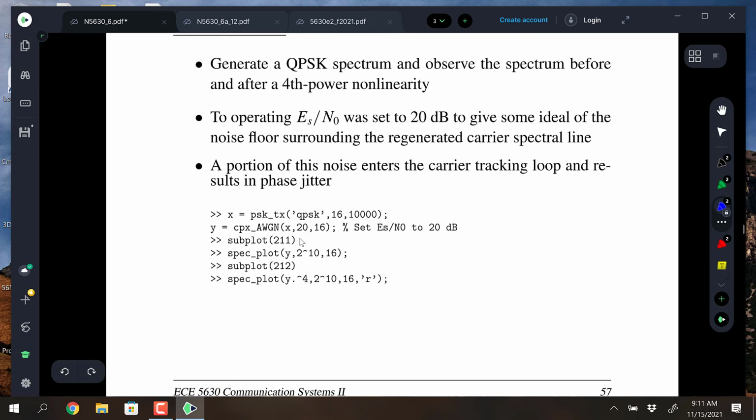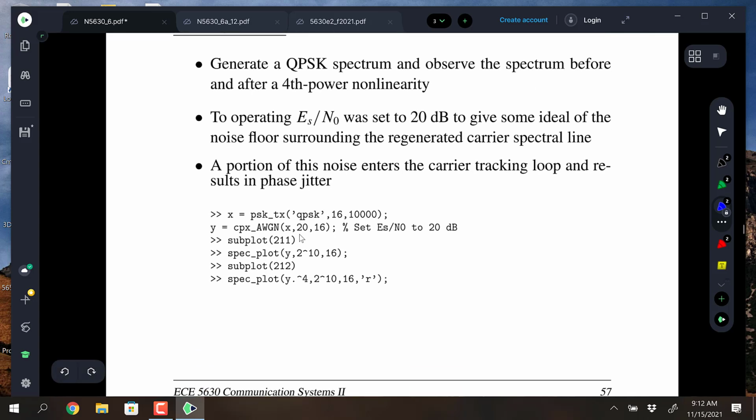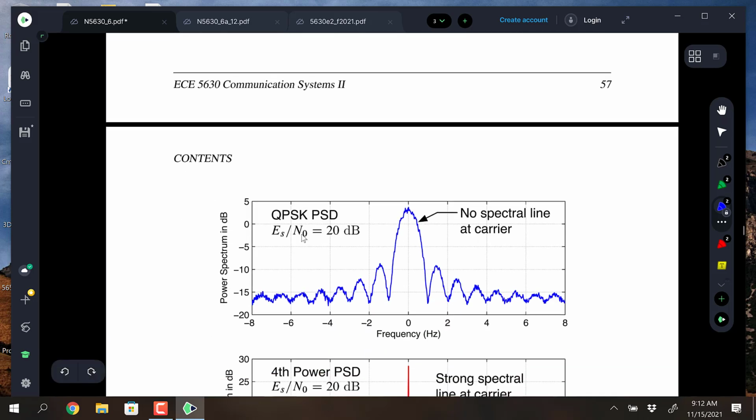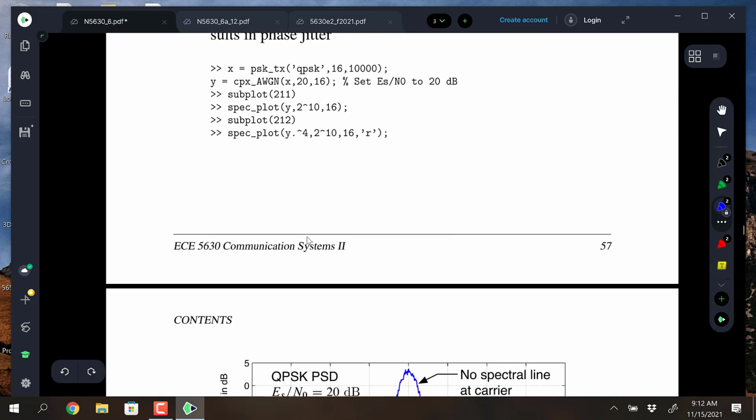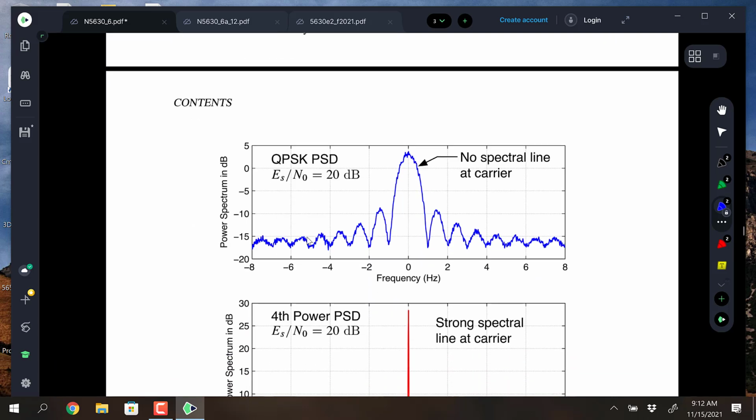So an example that I have here is for QPSK, run it through a 4th power nonlinearity. In this case, I set the SNR to 20 dB to give some idea of the noise spectrum. This was done in MATLAB code, but I also have it over here in Python code. So there's the QPSK signal at 20 dB signal to noise ratio. You see there's no carrier because that's the nature of PSK.